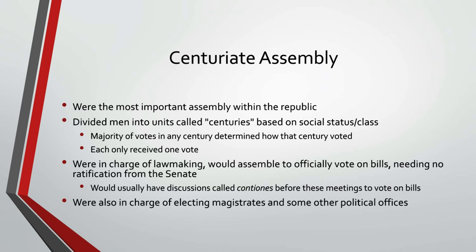So the Centuriate Assembly was the most important assembly within the Republic, and it divided men into units called centuries based on their class, and each only received one vote. And they were in charge of lawmaking, and they would assemble to officially vote on bills without any ratification from the Senate. And they were also in charge of electing magistrates and other political offices as well.